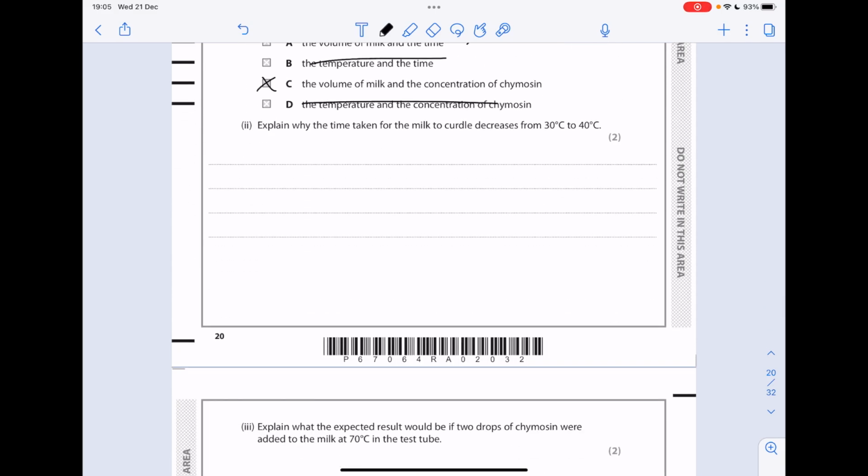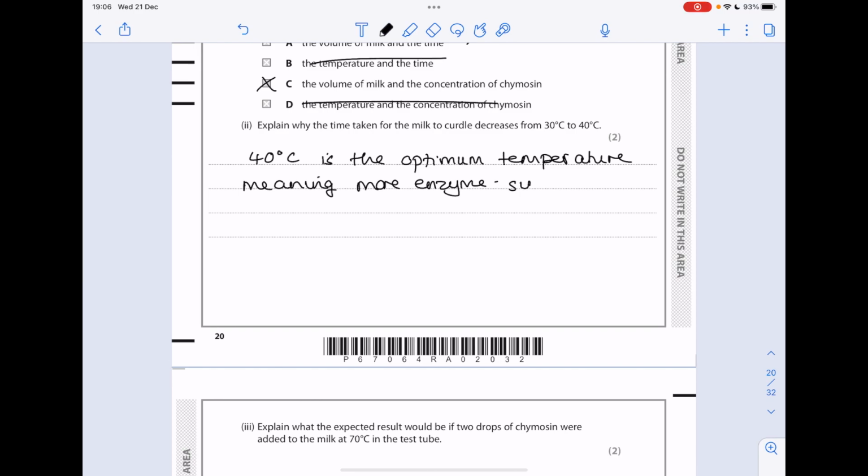Explain why the time taken for the milk to curdle decreases from 30 degrees to 40 degrees. Hopefully you recognise that 40 degrees is close to an optimum temperature for enzymes, meaning that there's a faster rate of reaction, and that's because there's greater kinetic energy between the enzyme and the substrate. So more enzyme-substrate complexes are formed because of the higher rate of reaction.